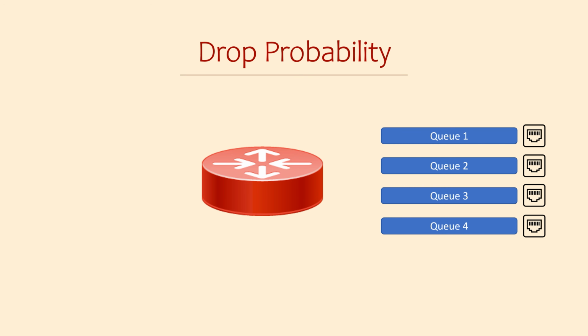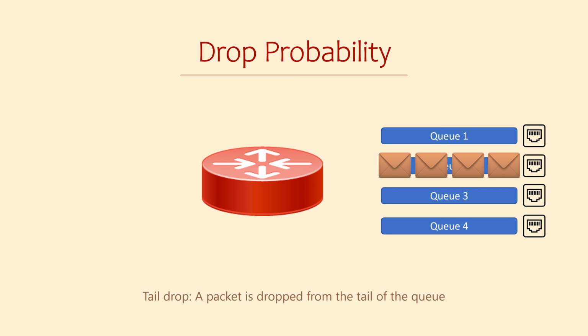What happens if a queue fills up? Packets need to drop. By default, the router drops the newest packet. This is called a tail drop, as the packet drops from the tail of the queue. Of course, this could be a very important packet. Dropping it only because it's the last packet to arrive is not ideal.